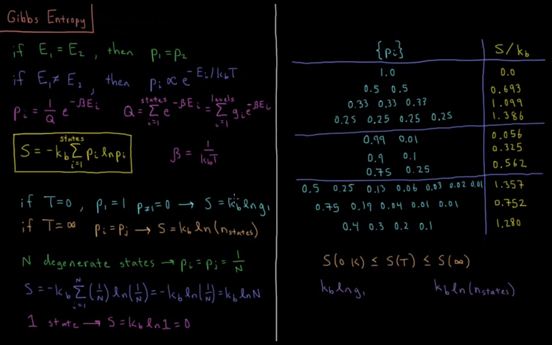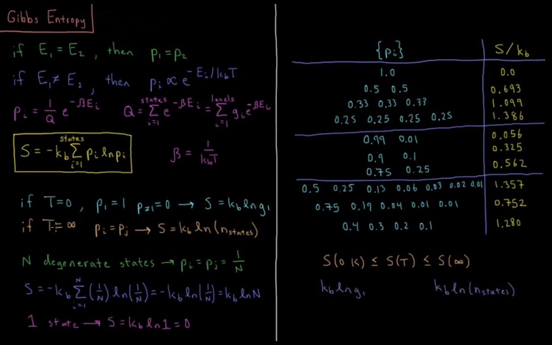For most atoms and molecules, the degeneracy of the ground state is 1, so the natural log of 1 is 0. So for most systems at 0 Kelvin, our entropy is going to end up being 0. So at 0 Kelvin, we end up getting pretty much 0 entropy unless there's some degeneracy of our ground state greater than 1.